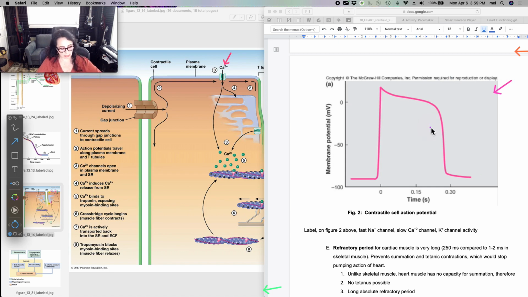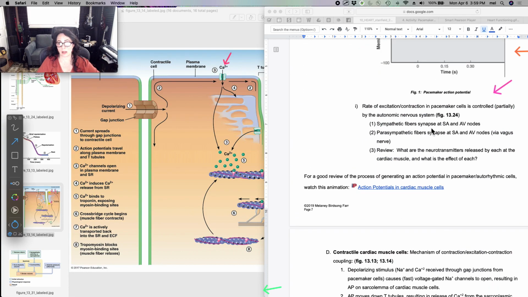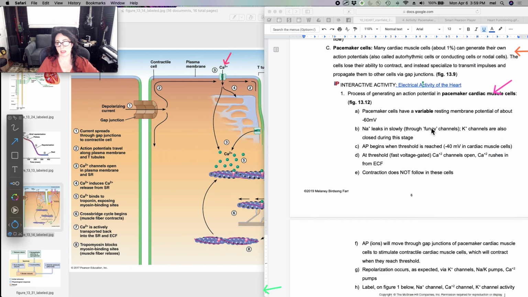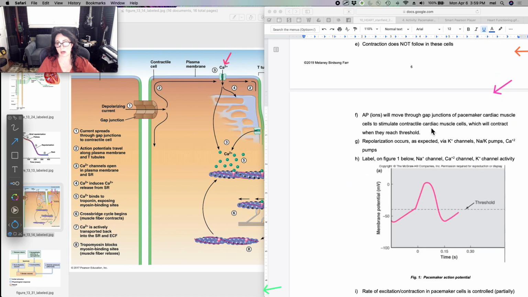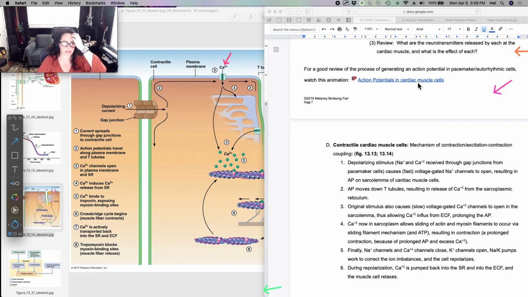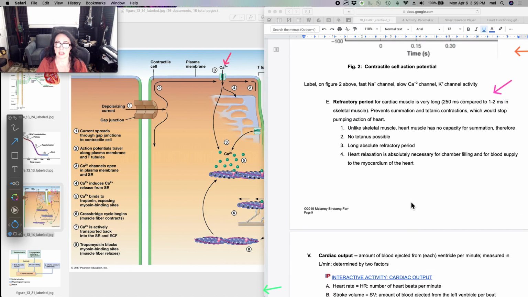I would highly recommend you going through the interactive physiology activity about the electrical activity of the heart. And if that one still doesn't make sense, you can watch this animation as well. They're all relatively short, just enough to sort of reinforce the material. And then the last thing that I want to talk about before we change gears and start talking big picture blood pressure and blood flow regulation is refractory period.